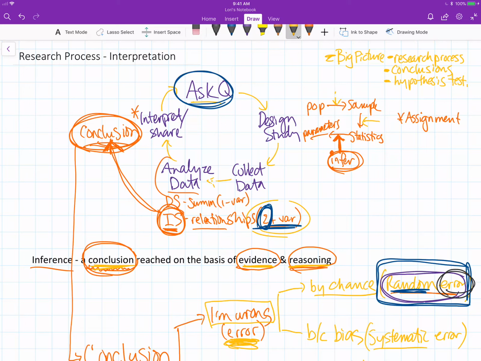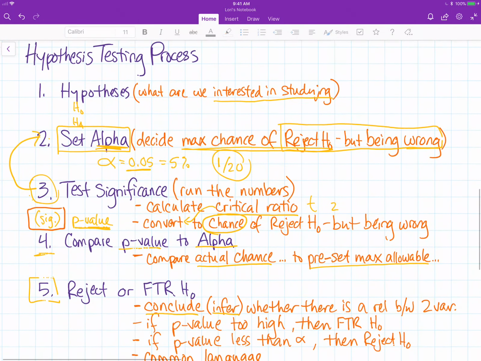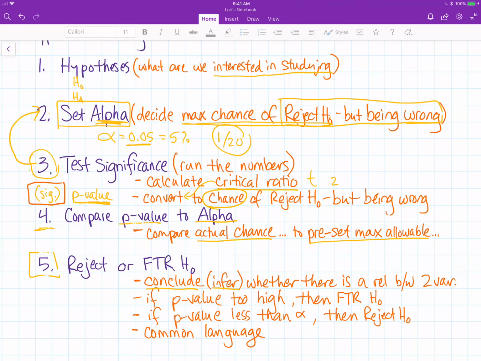We've run all of these statistical tests, and then we're thinking through the process of what those mean. This final step is to infer whether there is a relationship between the two variables. Step 1 is: is there a relationship between these two variables? Step 5 answers that question, answers that hypothesis.